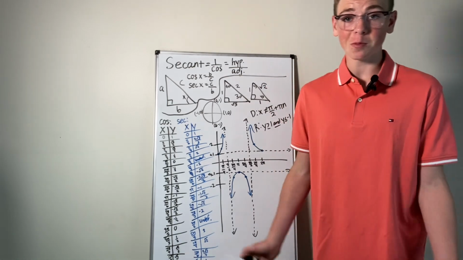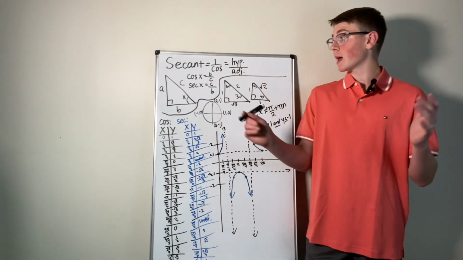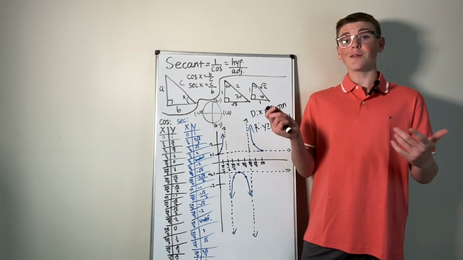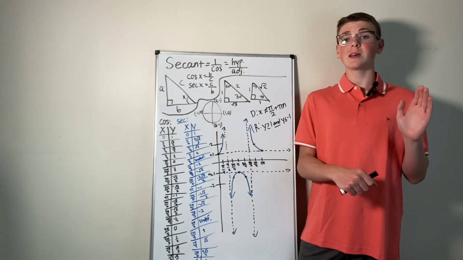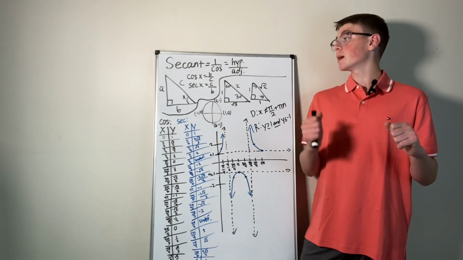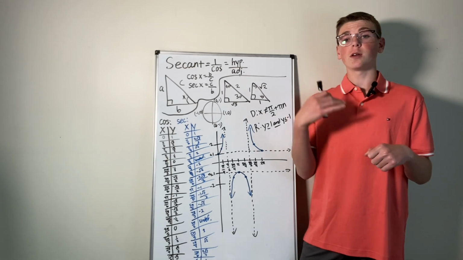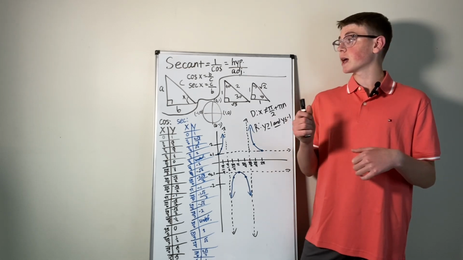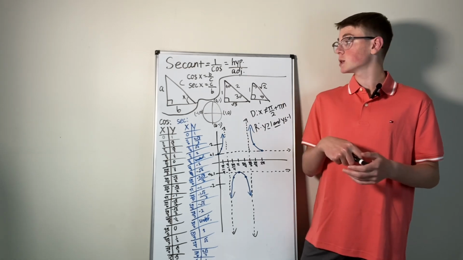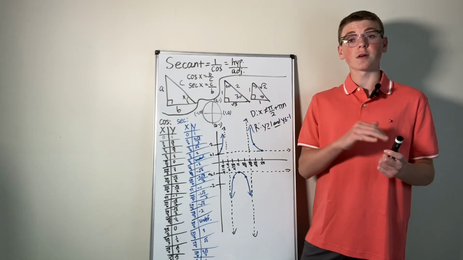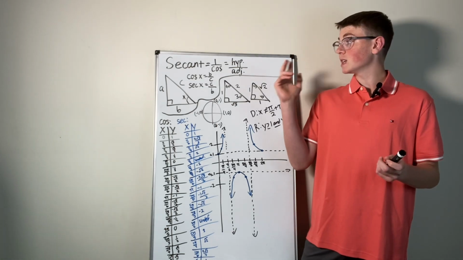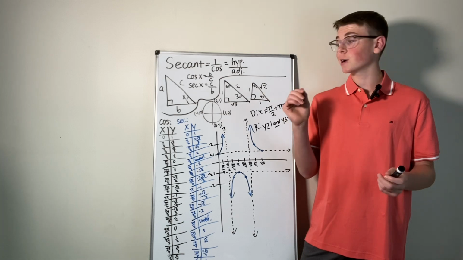So let's start with what is secant? Well, secant is the reciprocal of cosine. If you don't know what that term means, I made a video on it. But reciprocal basically means 1 over something. So secant is 1 over cosine. Cosine is adjacent over hypotenuse. So secant is hypotenuse over adjacent.